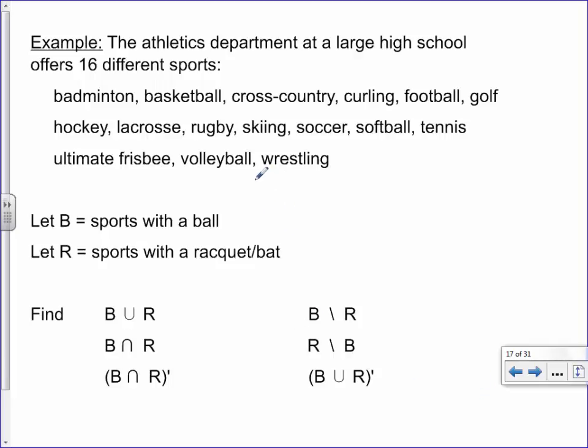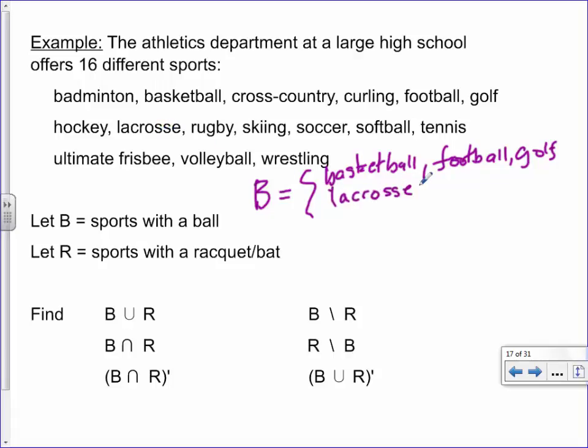So let's start by listing all the sports in group B. Which of these sports need a ball? Basketball. Football does. Golf needs a ball. Hockey doesn't use a ball. Softball. Lacrosse? Yes. Lacrosse does. But don't they have a racket or something? Well, let's do that second though, okay? Rugby uses a ball. Soccer. Tennis. Volleyball.